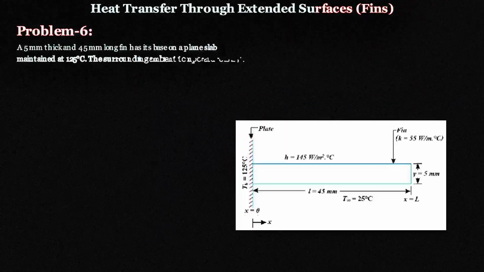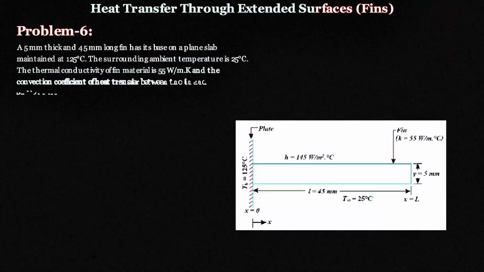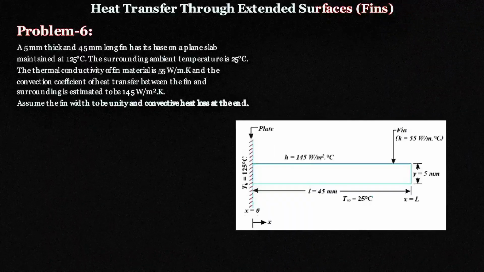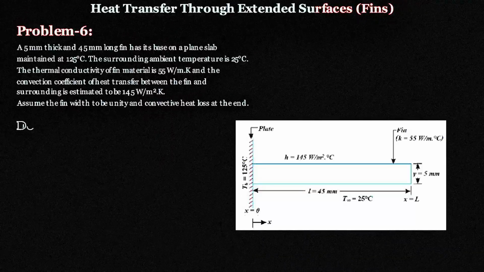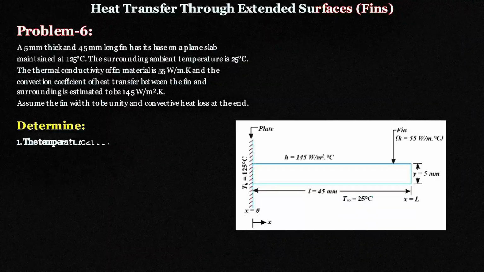Let's look at problem 6. A 5 mm thick and 45 mm long fin has its base on a plain slab maintained at 125 degrees Celsius. The surrounding ambient temperature is 25 degrees Celsius. The thermal conductivity of the fin material is 55 watts per meter Kelvin, and the convection coefficient of heat transfer between the fin and surrounding is estimated to be 145 watts per meter squared Kelvin. We assume the fin width to be unity, and there is convective heat loss at the end of the fin.